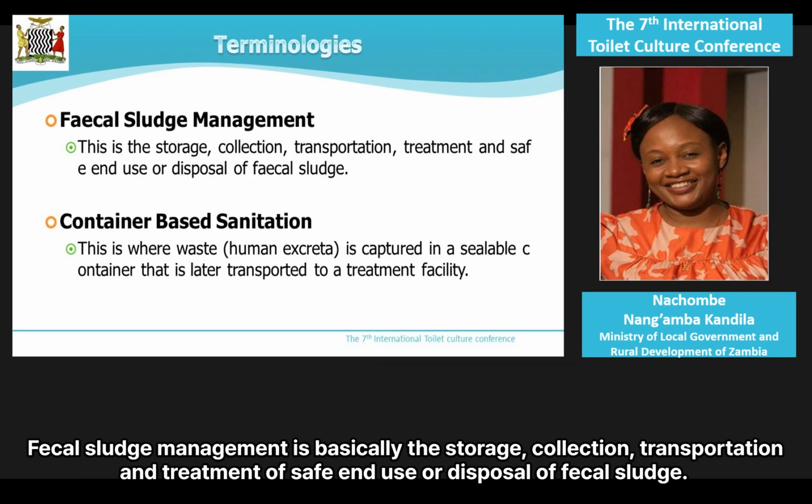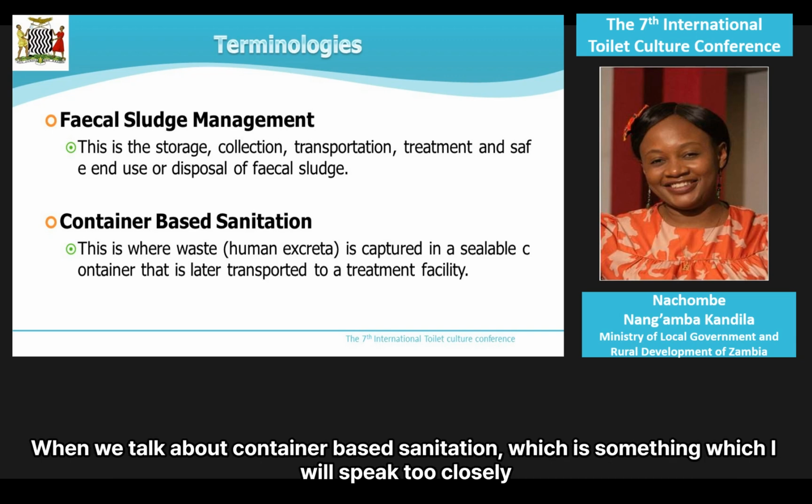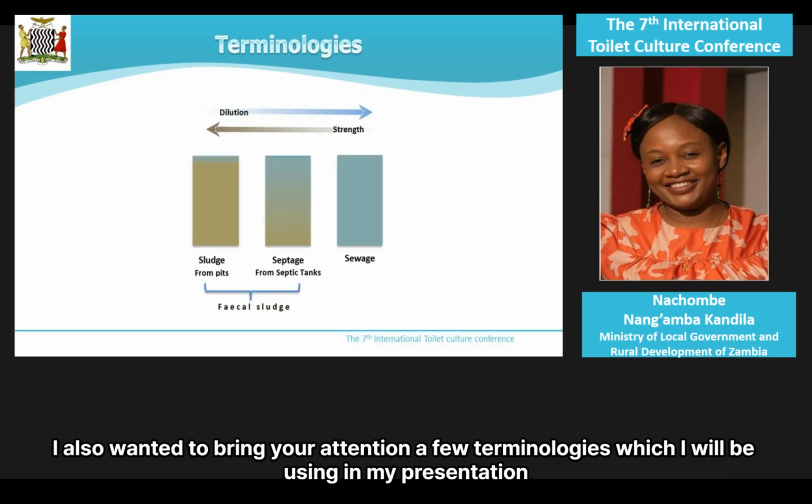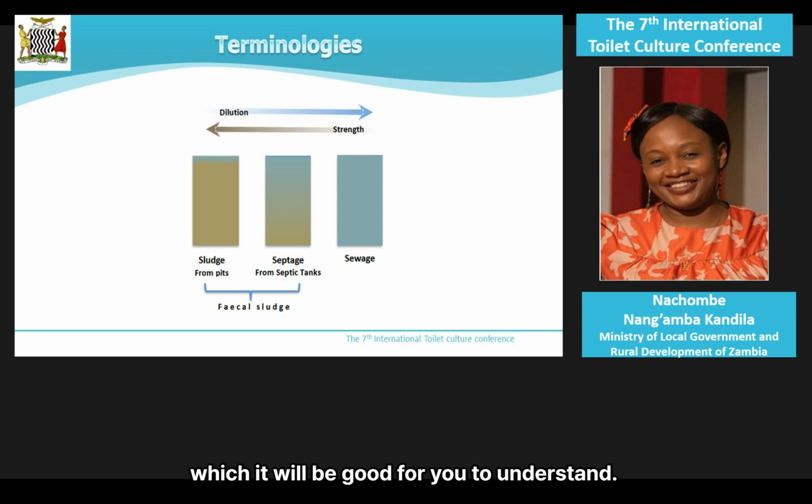Fecal sludge management is basically the storage, collection, transportation, and treatment for safe end use or disposal of fecal sludge. When we talk about container-based sanitation, which is something I will speak to closely, this is where wastewater or human excreta is captured in a sealable container to be later transported to a treatment facility. I also wanted to bring to your attention a few terminologies which I'll be using in my presentation, which it'll be good for you to understand.